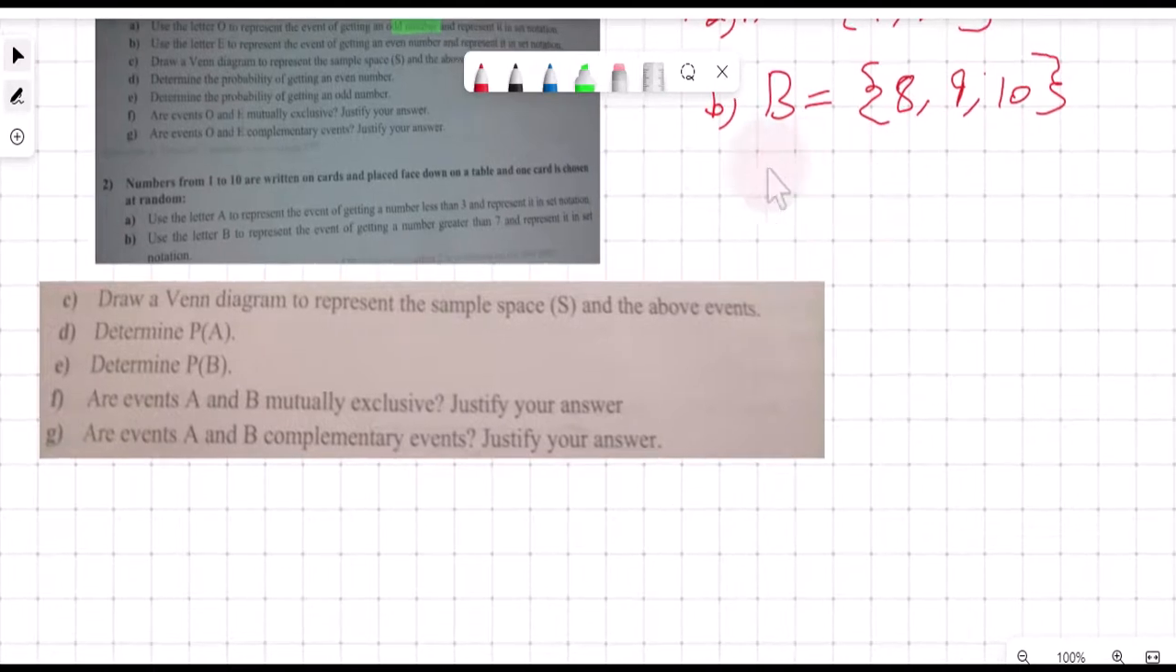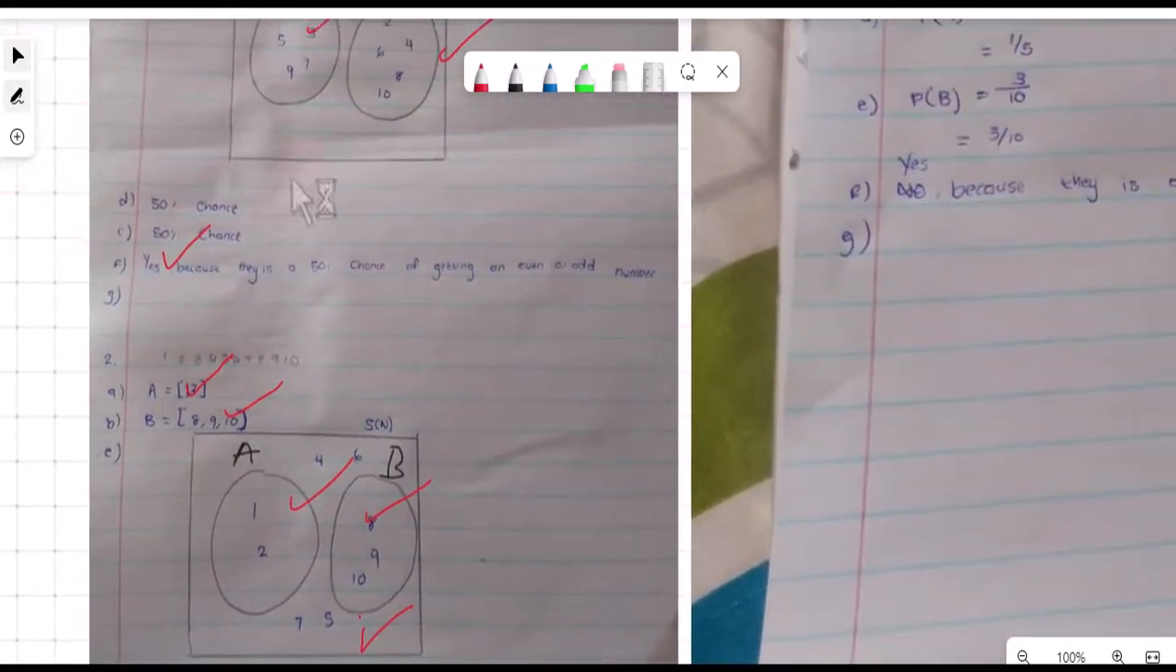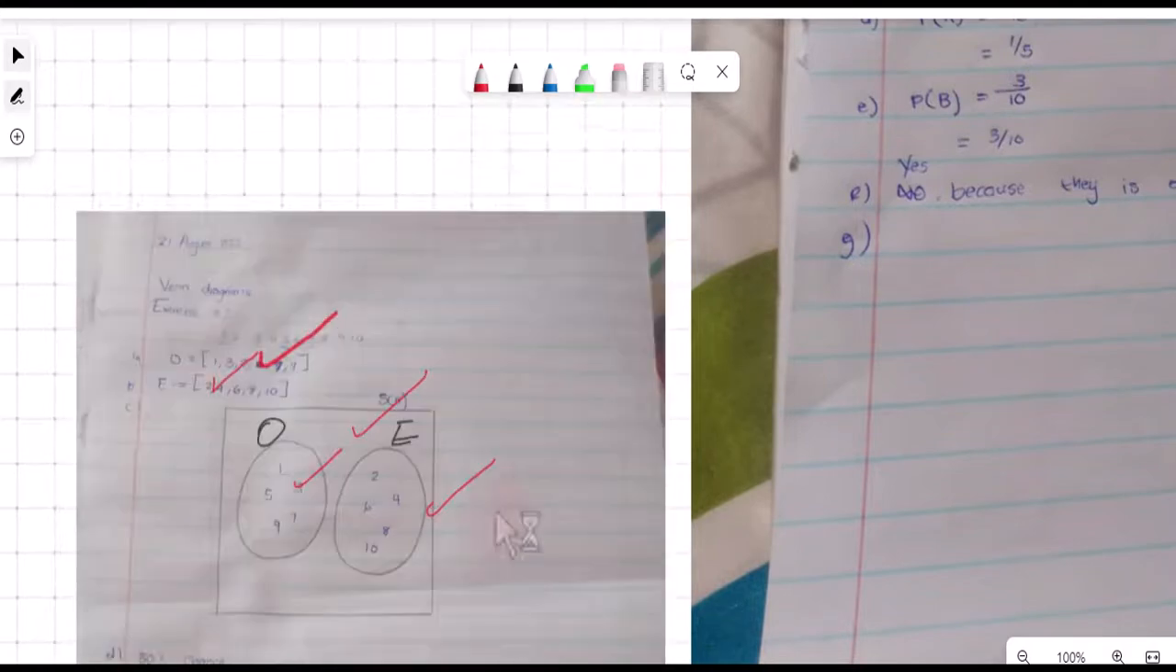Determine probability of A. Probability of A. So we are done with this page. Or let's move it down. Don't like it. Ooh, why are you not moving?